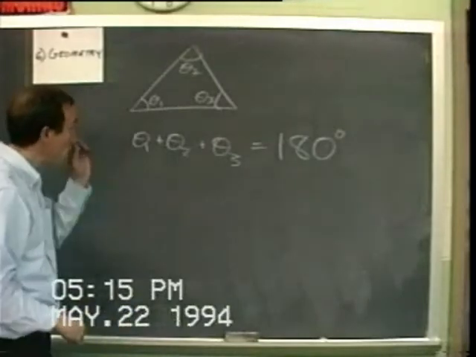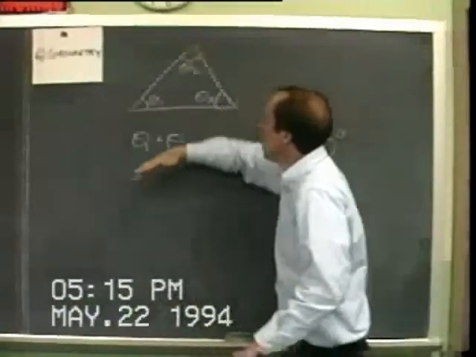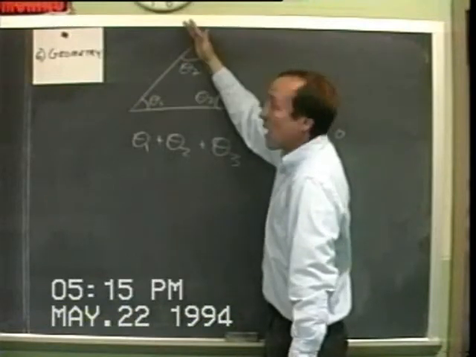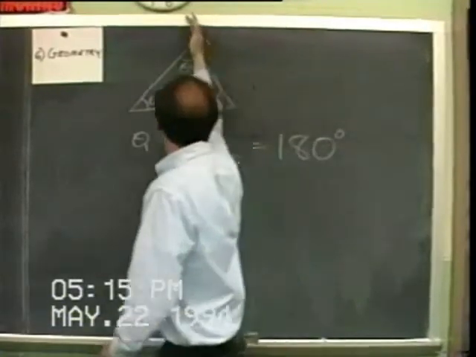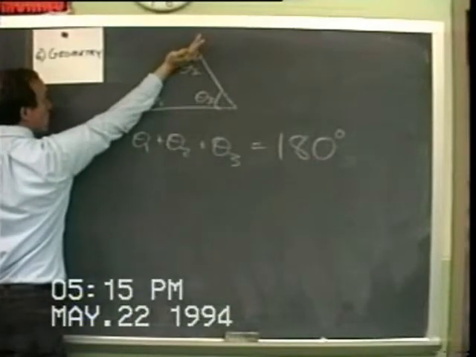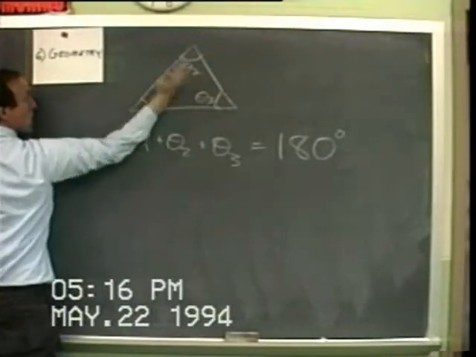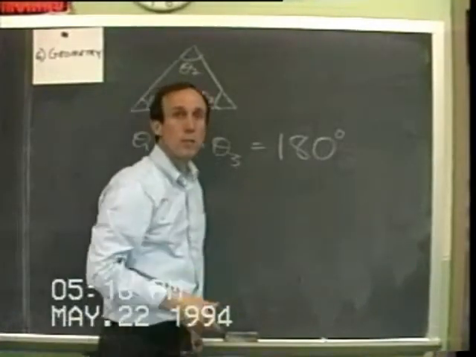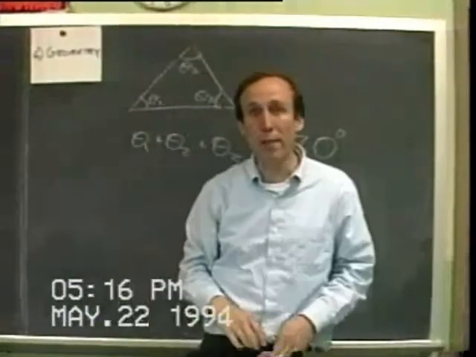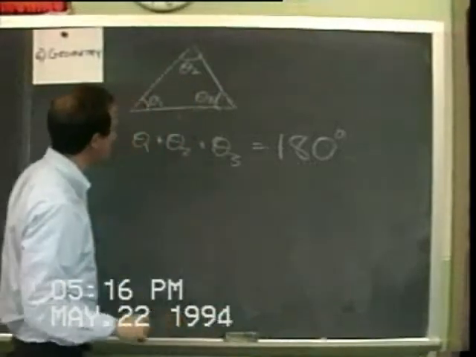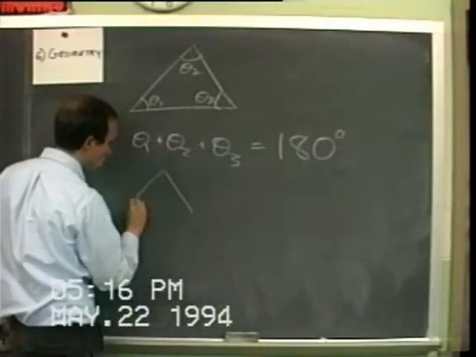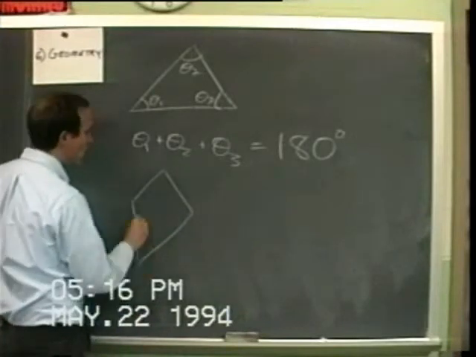There's a pretty simple proof of that. If I start off with a line right here, I rotate it through the first angle, theta 3, and rotate it through the second angle, theta 2, then rotate it through the third angle, theta 1. I'm right back along the same line, but in the opposite direction. Clearly, I've spun that line around by 180 degrees. The interior angles of a quadrilateral.